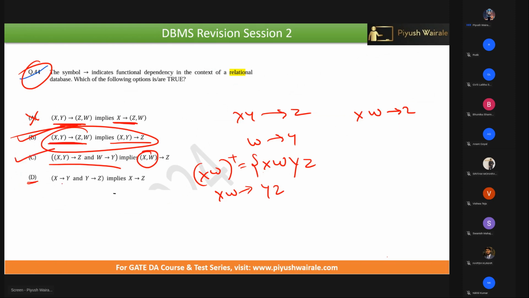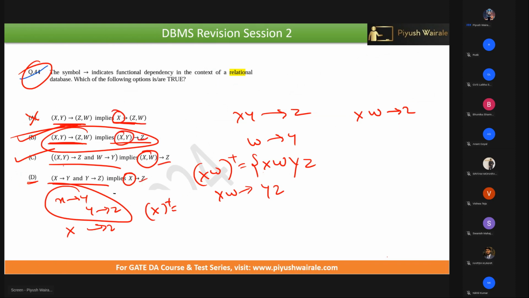What about D? X gives me Y, correct. Y gives me Z. So we can say X determines Z. We call this the transitive dependency, and you can even take the closure of X here and see whether you are getting Z or not. So in this type of question, just take the closure of the left hand side and see whether you are getting the right hand side value or not. So options B, C, D are correct here. This is regarding the FD. You can expect this type of question also, a simple question for 2 marks. So we need to understand.